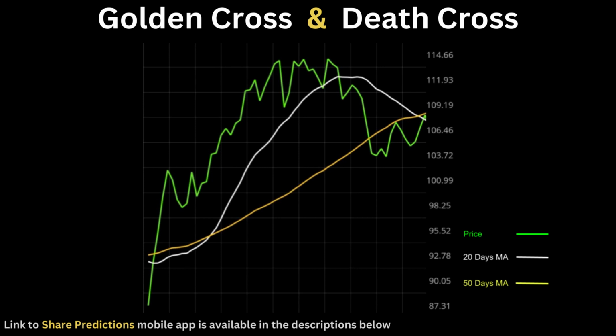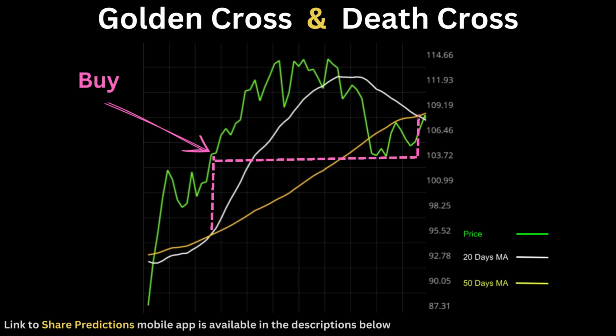In this chart, green line is representing the price trend of the stock. The white line is the 20 days and the yellow line is the 50 days moving averages. So this point in time, marked with the pink dotted line, is the point where we see the golden cross. The 20 days moving average crosses above the 50 days moving average and expectedly indicates a bullish signal. Let's assume that we buy the stock at this point in time.